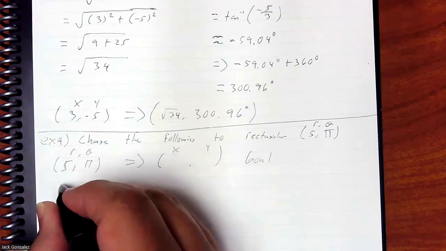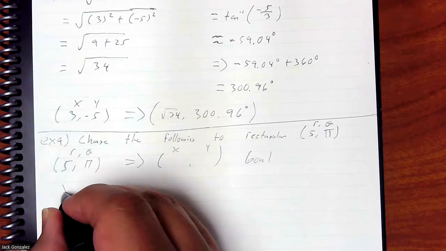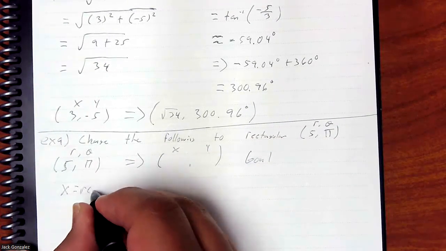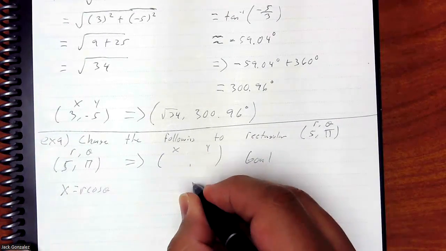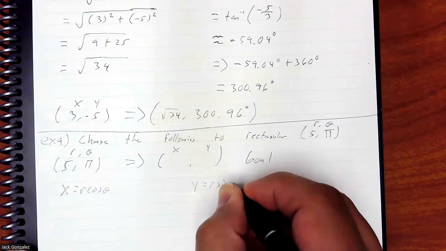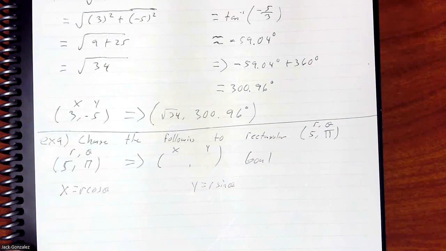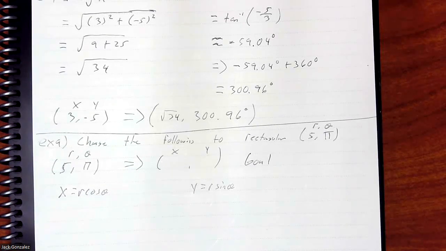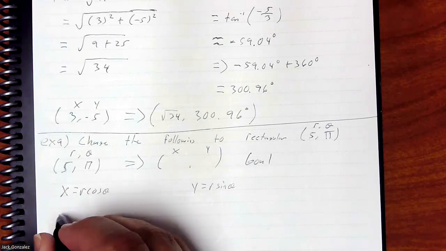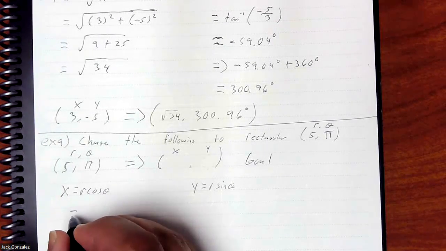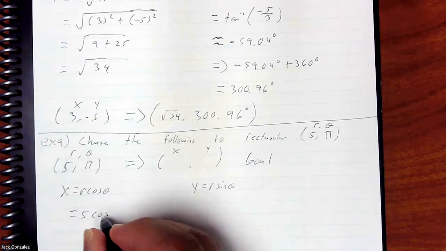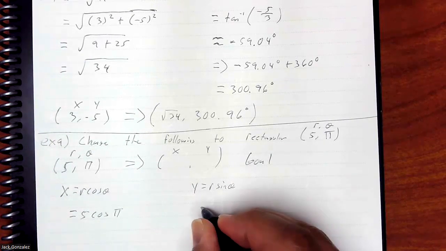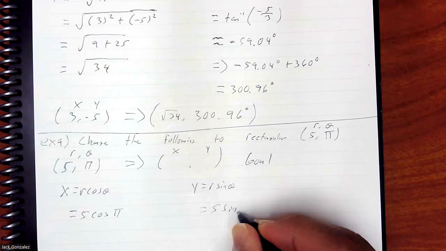So we're going to need the formulas that x is equal to r cosine theta, y is equal to r sine theta, so just plug in the r and theta, and that's it. Nothing crazy. So this will become 5 cosine pi. This will become 5 sine pi.